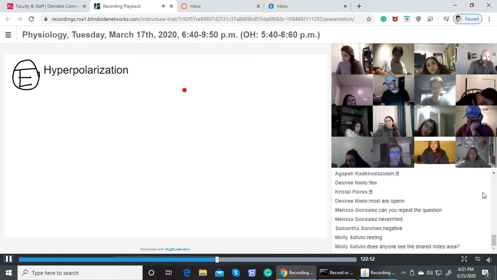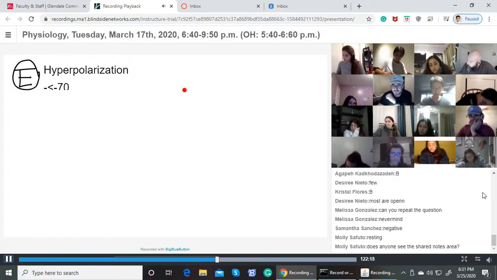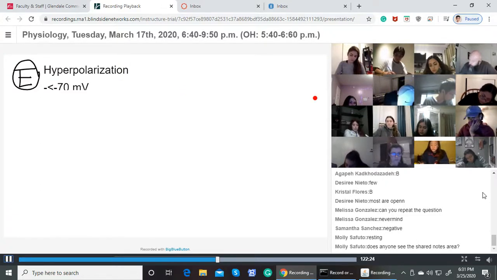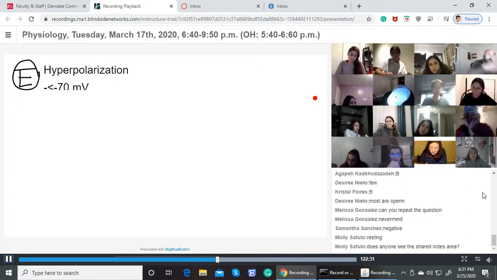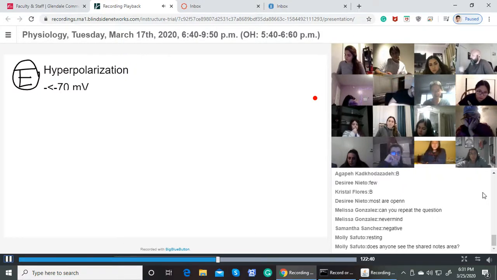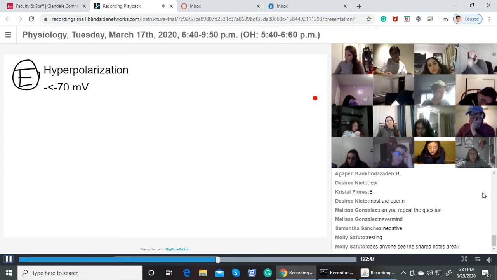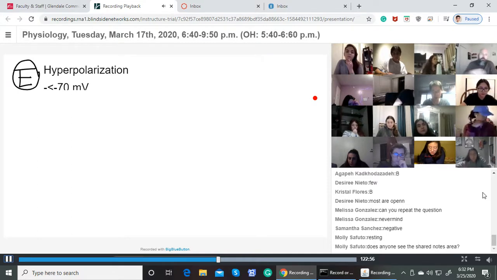Hyperpolarization is less than minus 70 millivolts. When you say more than minus 70, do you mean it's like minus 80 and minus 90? Yes, this is what we call less than, not more than, because the more negative it becomes, the smaller the number. So it is the correct mathematical symbol. It is less than minus 70 millivolts. That means, as you said, it is like minus 80, minus 90, and so on and so forth.